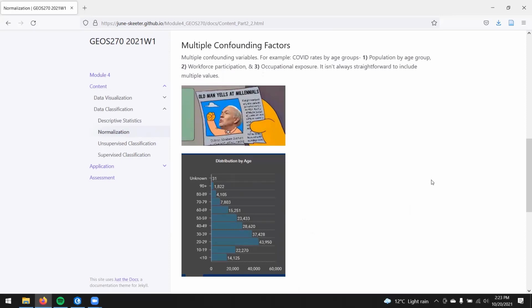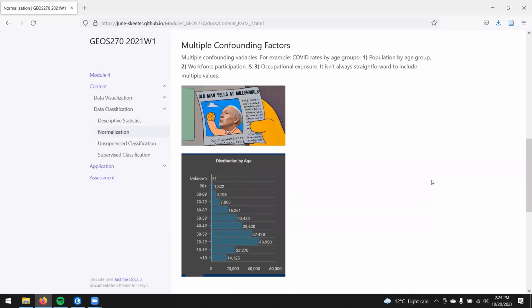And we can also have multiple confounding factors. In this case, it can be a bit more difficult to think through. You can normalize by multiple variables. You can normalize by one variable and then divide by another.